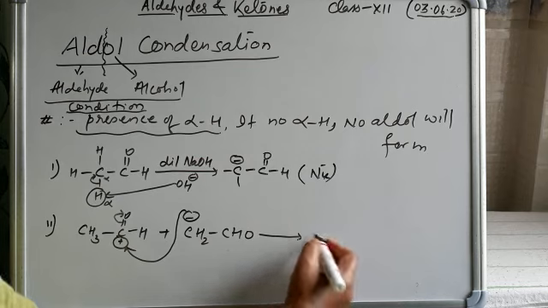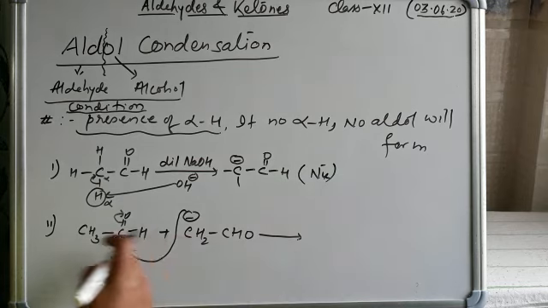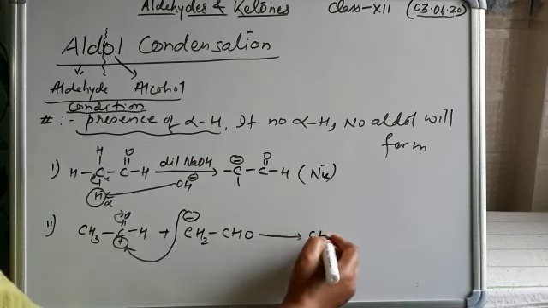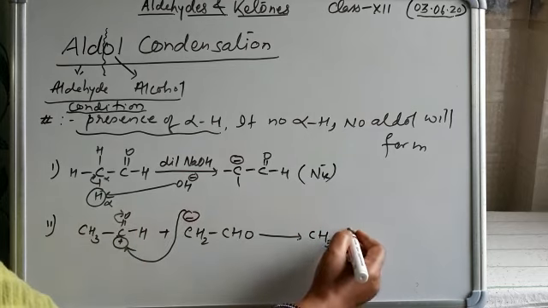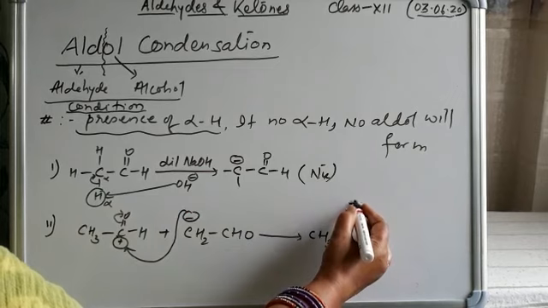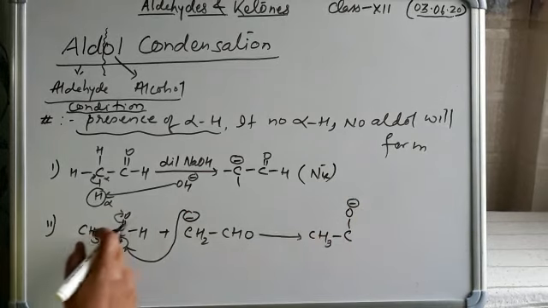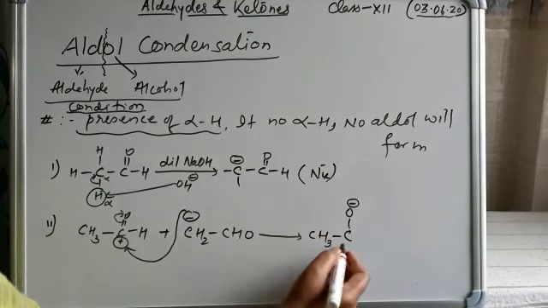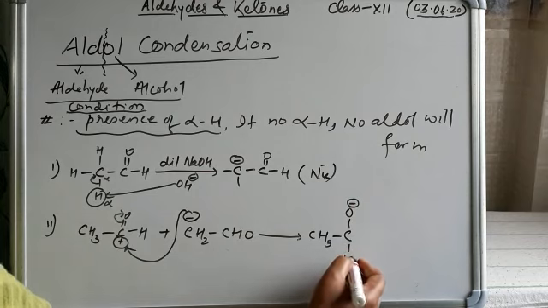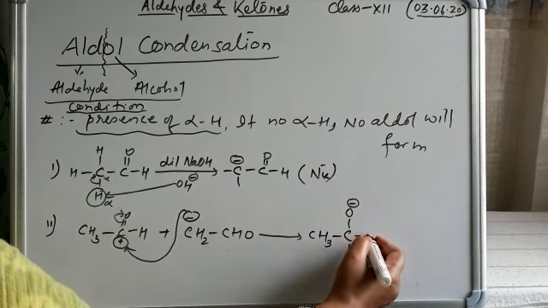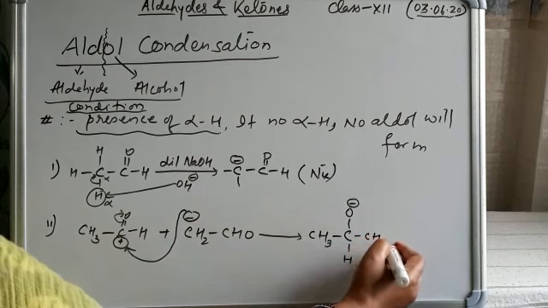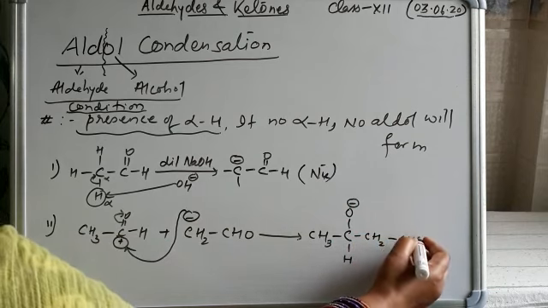See here, write down as it is CH3 CO, with a negative charge present on the oxygen, and this hydrogen we can write here also, and CH2 attached with carbon, so we can write CH2 here and CH.